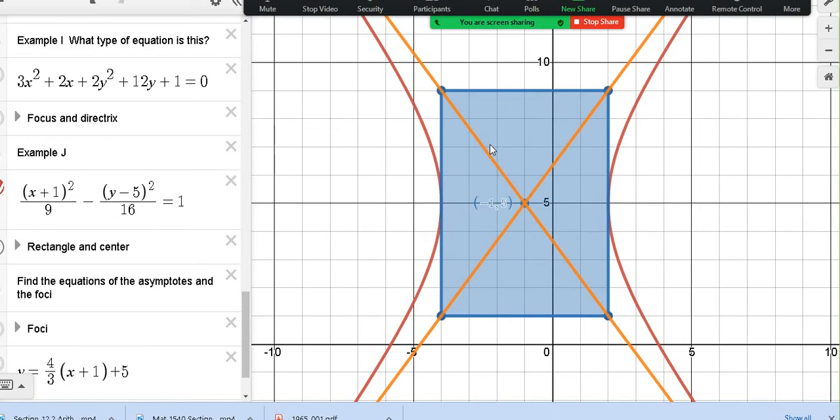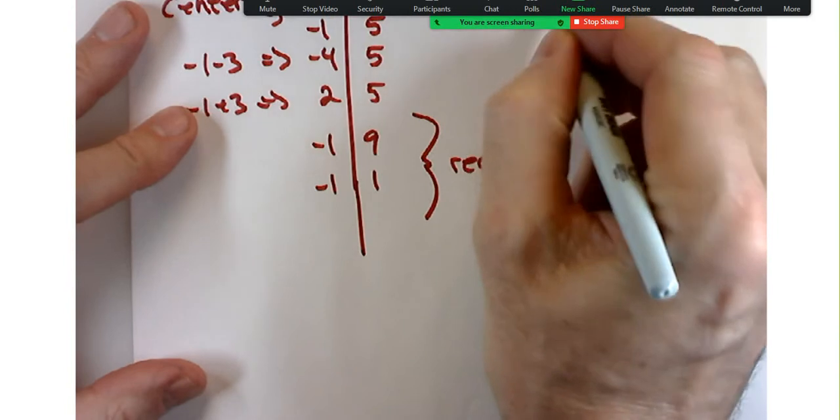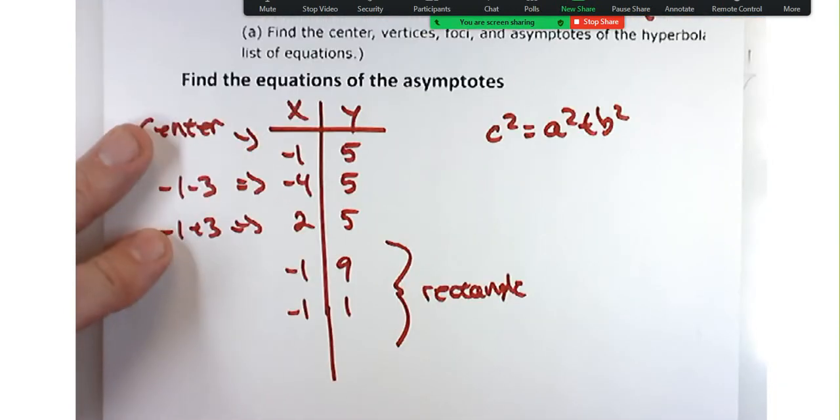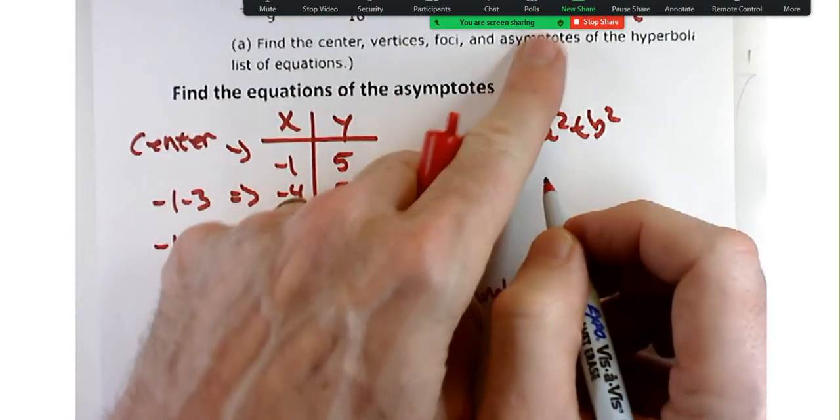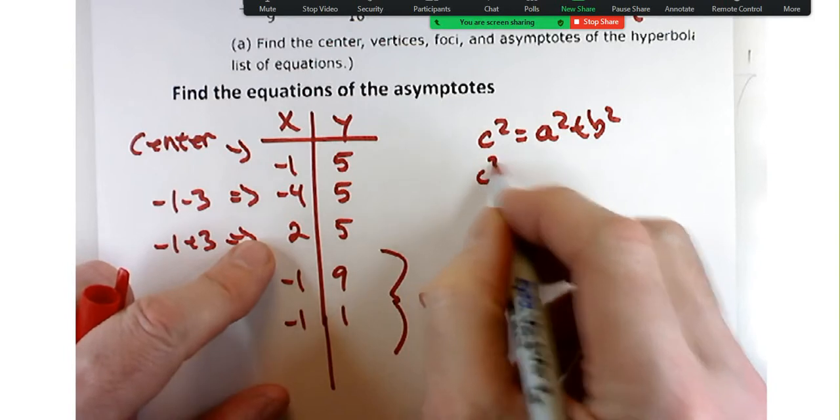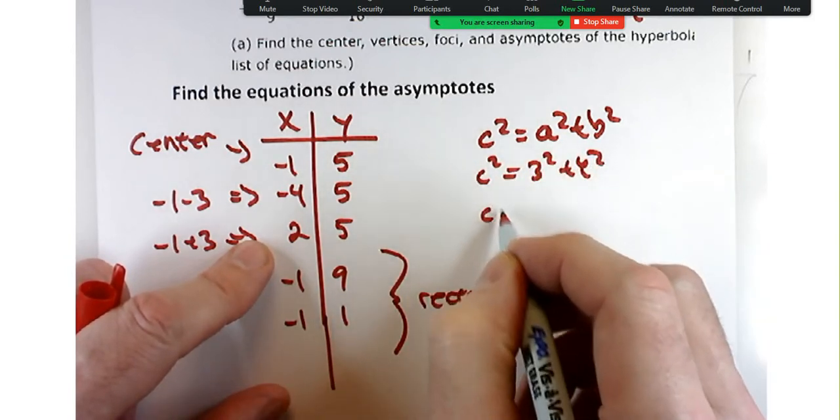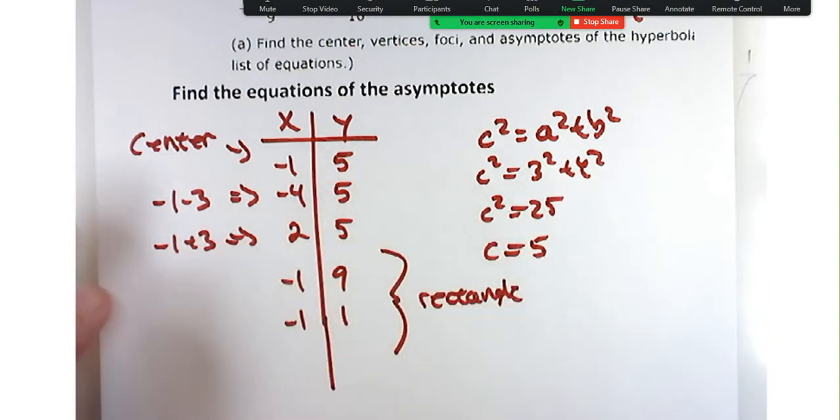Let's keep going. Find the foci. So for the foci, it's going to be c squared equals a squared plus b squared. And a and the b come from here, so it's c squared equals 3 squared plus 4 squared, which is 25. So c equals 5.